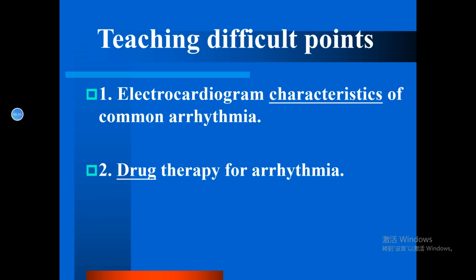And there are also some difficult points for us in learning ECG. The first one is the characteristics of common arrhythmia. And the second one is the drug therapy for arrhythmia. There are so many drugs that can be used to treat arrhythmia, right? But which one is the best choice? Which one is fit for the arrhythmia? They are different, and they are also important. If you use a wrong drug for patients, it would produce bad clinical outcomes.